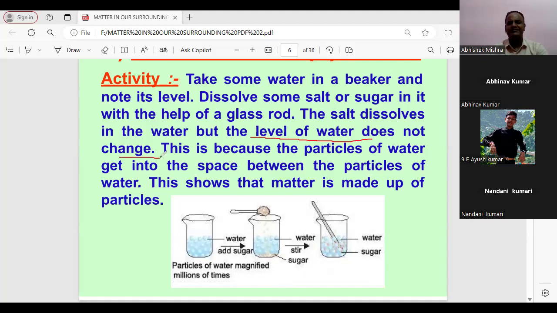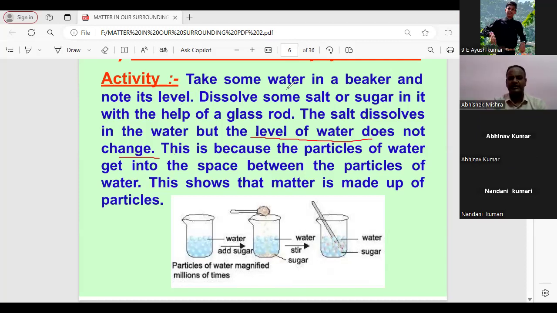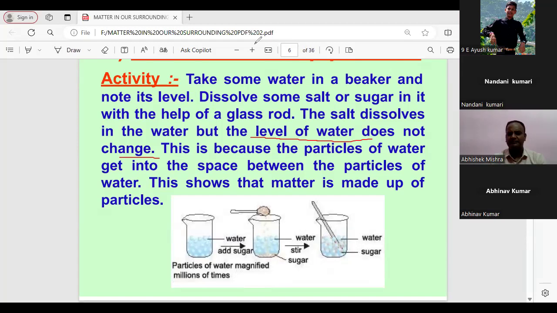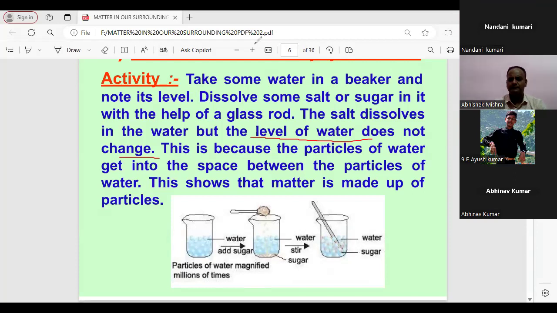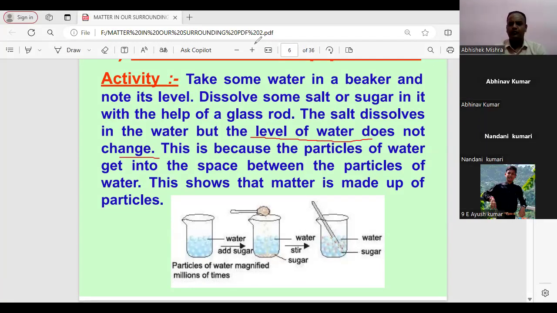Can anyone recall why the level of the water is not changing? Again, the same hand, Ayush. I want, okay, this time Nandini. Nandini, unmute yourself. Yes, sir. Because water has spaces between its particles, into which the particles of salt get dissolved.